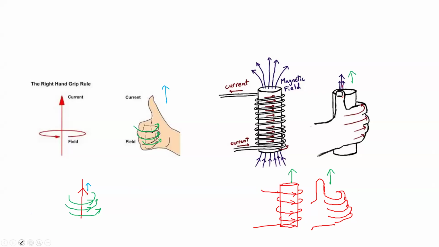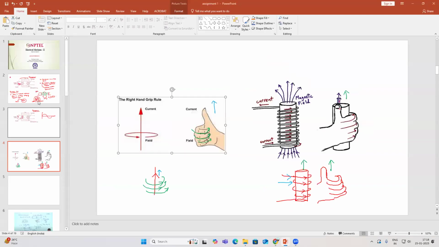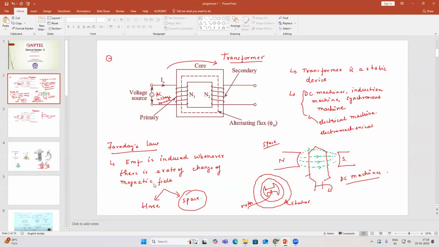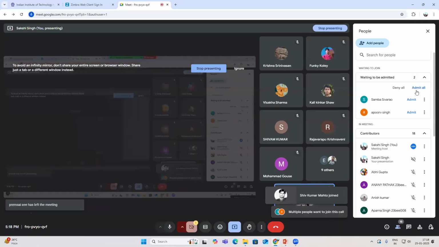Is there any doubt till now? If there is any doubt, please get it cleared because you have to solve the questions. Whatever I have discussed regarding the right hand thumb rule and the basics of Faraday's laws, if there is any doubt, please speak up.